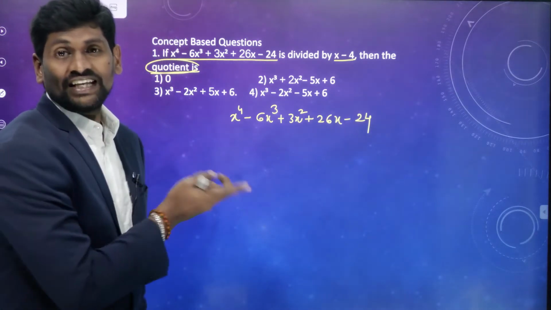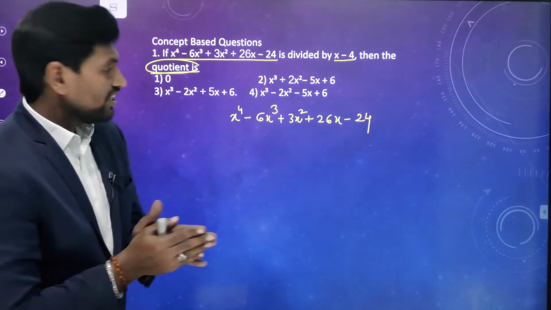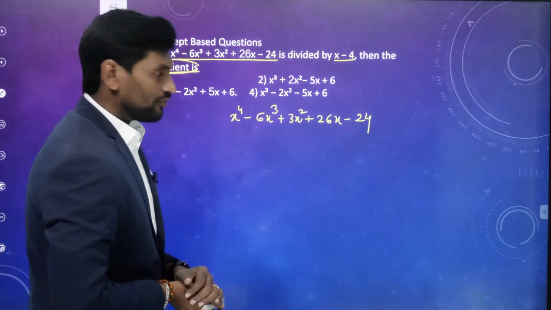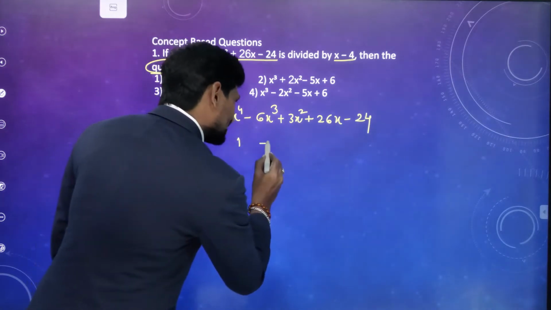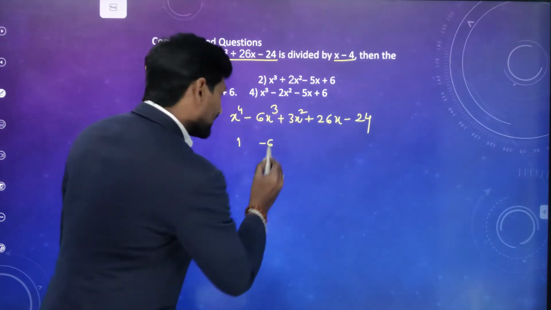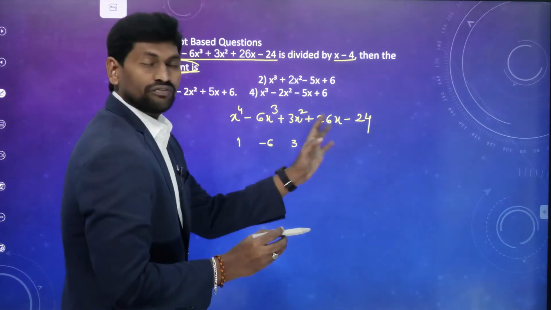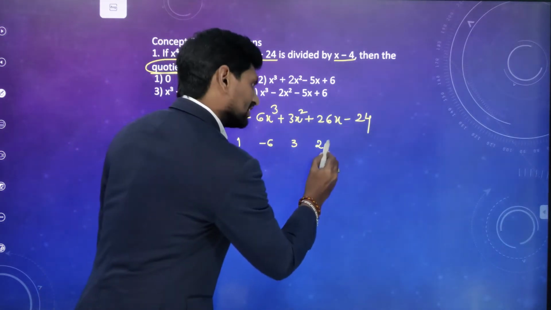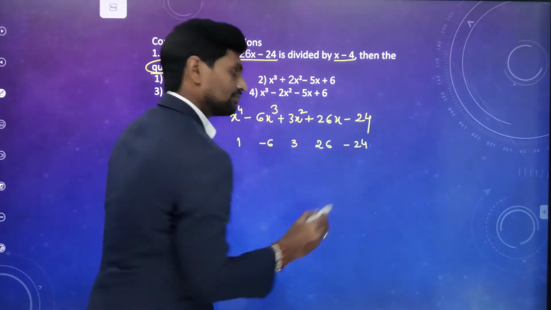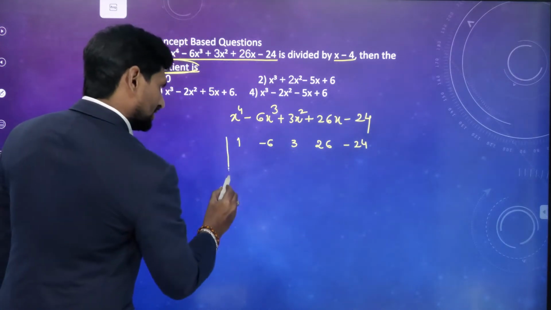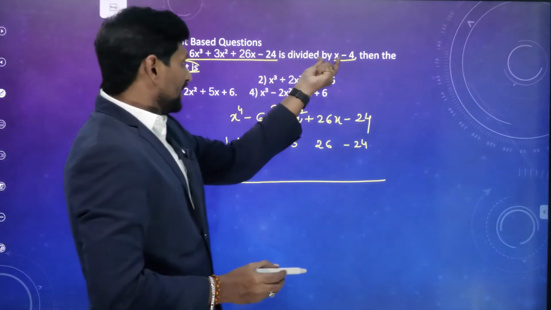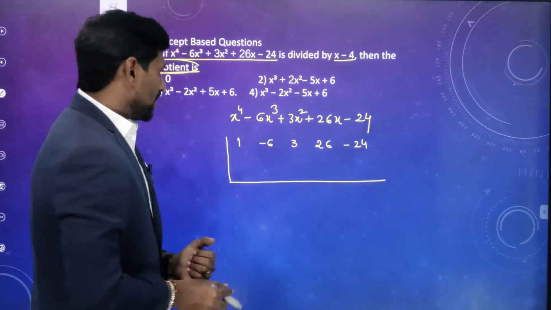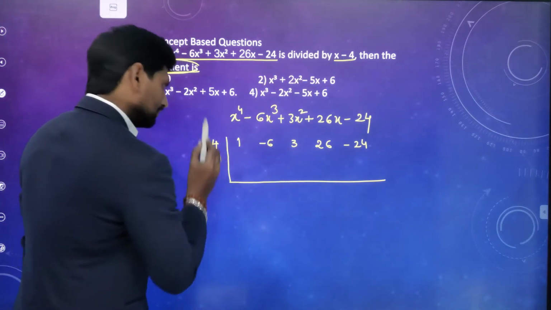Now we can take their coefficients. What is the coefficient of x power 4? It is 1. The x cube coefficient is minus 6. The x square coefficient is 3. The x coefficient is 26. And the constant term is minus 24. Let us apply the synthetic division. It is divided by the linear polynomial x minus 4. Now I am using 4 here.